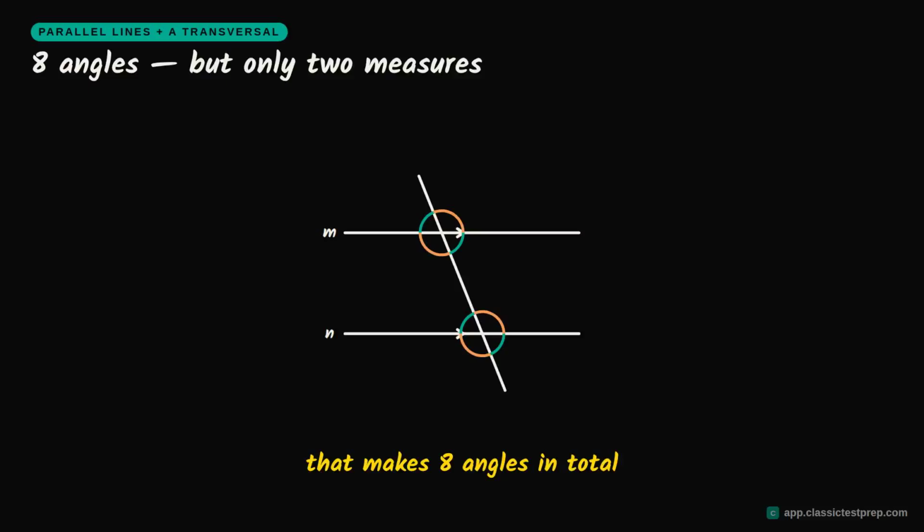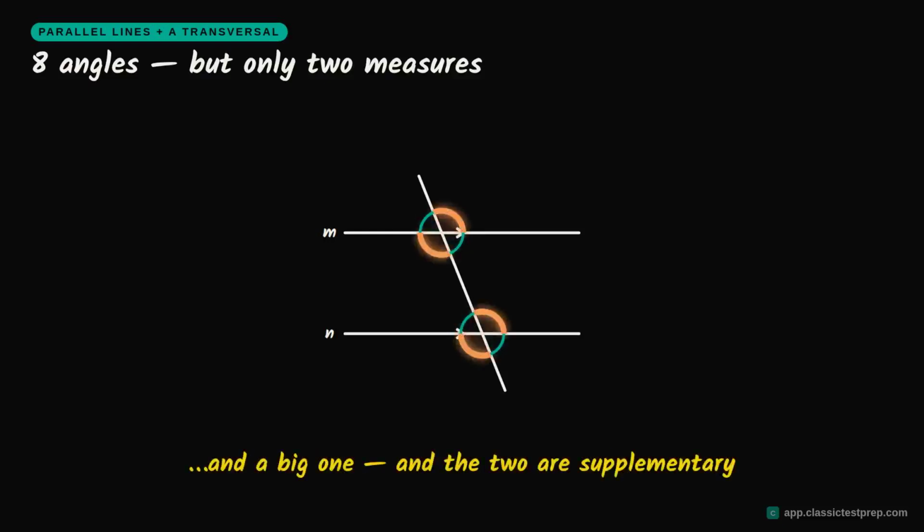And with only 8 angles, there are really just 2 different numbers on the whole page. So there are 8 angles, but there are only 2 angle measures that they all share, the big angle measure and the small angle measure. Those 2 angle measures are supplementary, and then every one of the 8 angles that is formed by parallel lines and the transversals will have one of those 2 angle measures.